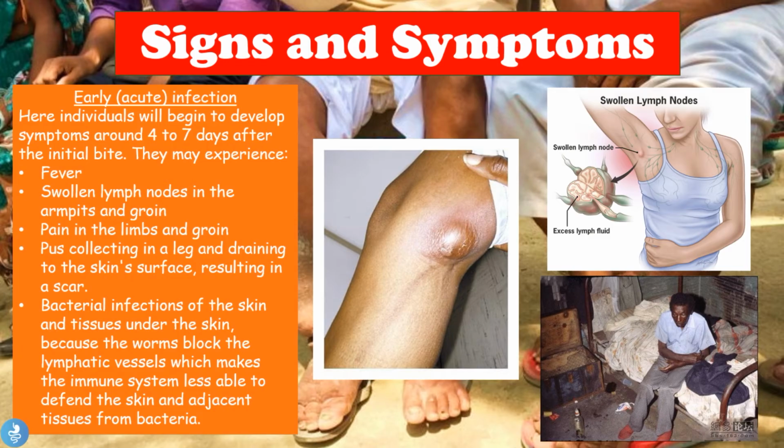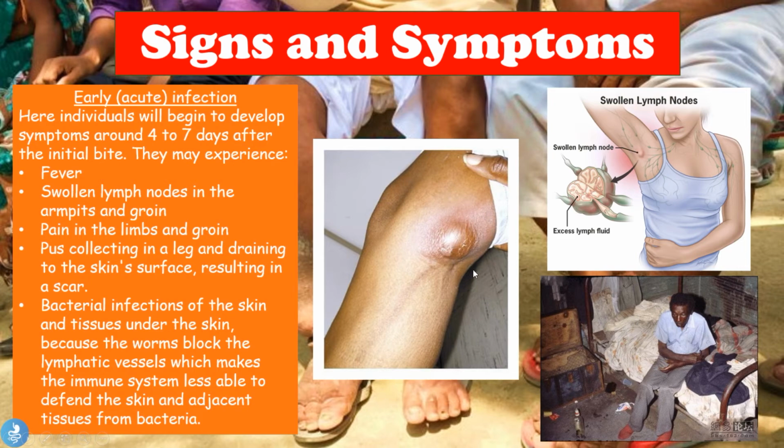because the worms actually block the lymphatic vessels, which makes the immune system less able to defend the skin and adjacent tissues from bacteria. So we'll see these various lumps on the body, and these are actually the swollen lymph nodes or lymphadenopathies, which are most commonly located in the armpit and groin area.